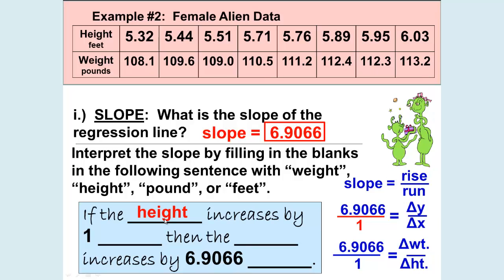So if the height increases by 1, what? Well, 1 is measured in feet. So 1 foot, then the what? Well, this is talking about the 6.9066, so that's the weight increases by 6.9066 what? What is it measured in? Pounds. So every time the height increases by 1 foot, the weight increases by 6.9066 pounds.